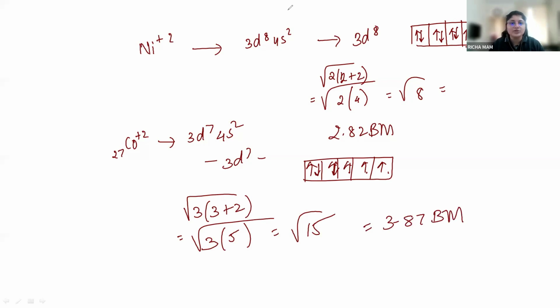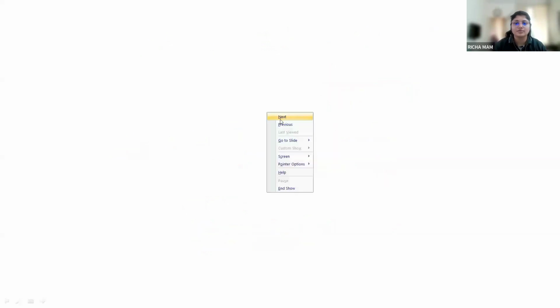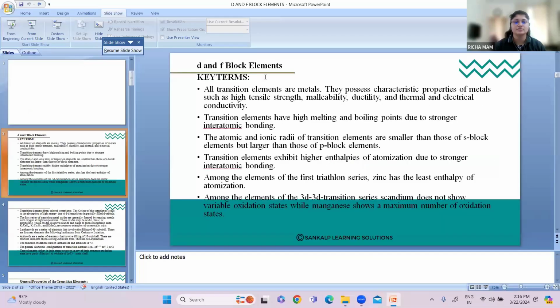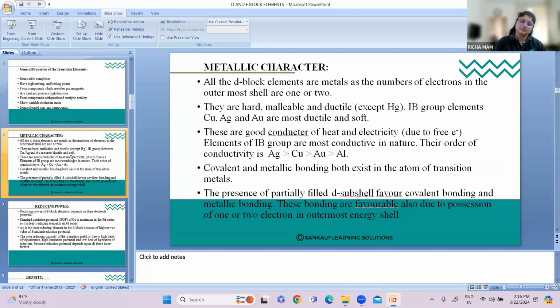Are you getting the same? Did you understand how to calculate the magnetic moments? Very important, it is asked for exams for 2 marks. Is it clear? So 3.87 Bohr magneton. Okay, fine. Magnetic property we have also discussed. So like this, the question is asked: calculate the spin magnetic moment of, so like this, the question can be given.